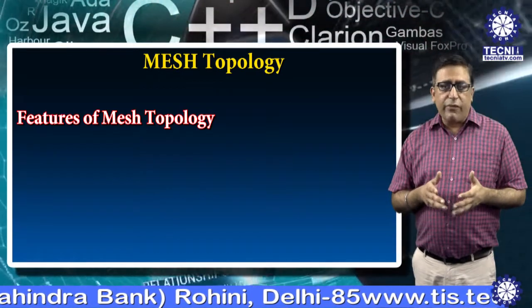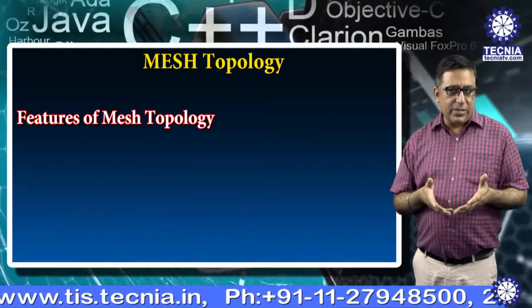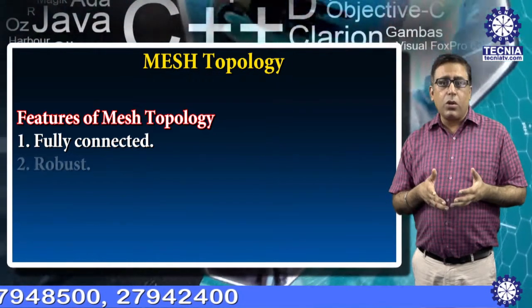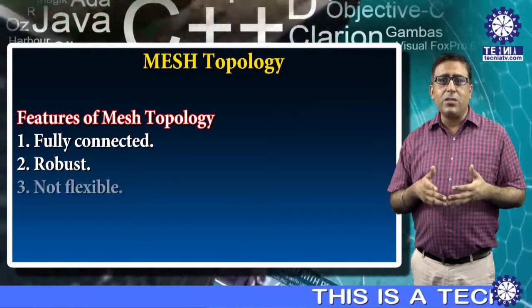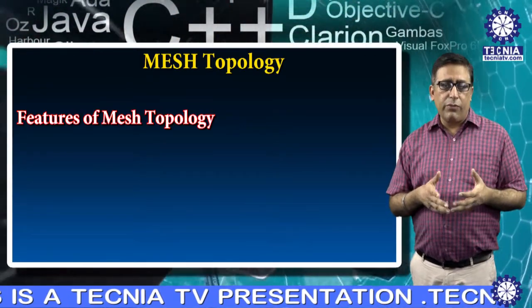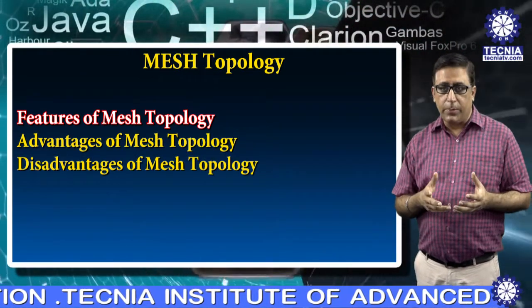Now we are discussing features of mesh topology. First feature, the important feature we can say, is that it is fully connected. Second feature of mesh topology is that it is robust. Third feature of mesh topology is that it is not flexible. After discussing the features of mesh topology, we are discussing advantages and disadvantages of mesh topology.